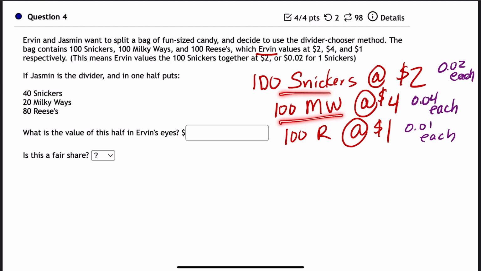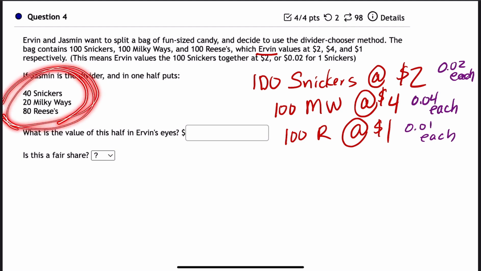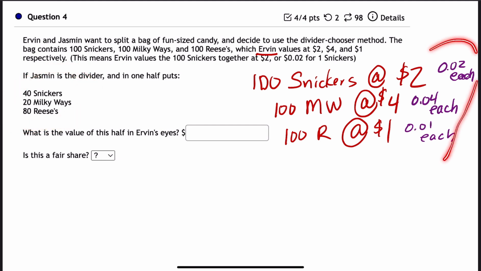And looking at these numbers, I would say that Irvin values the Milky Way more than the Reese's. And it looks like there's more Reese's than Milky Way. So it'll be interesting to see if he thinks it's a fair share. To find out if it's a fair share, there are 2 things we need to find. First, we need to find out how much does Irvin value this total to be. So based on how much he values each piece and how many of each piece are in that half, tells us how much he values that amount as.